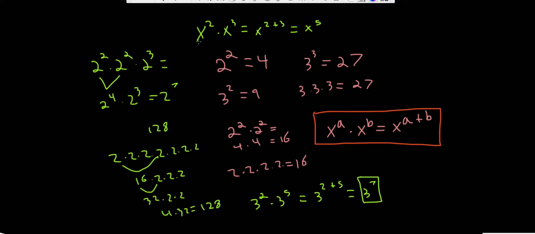So the bases have to be the same. You can't use this law for 3 to the 2 times 2 to the 2. This is not going to be 3 to the 4 or 2 to the 4. That is absolutely wrong. They have to have the same base, right?